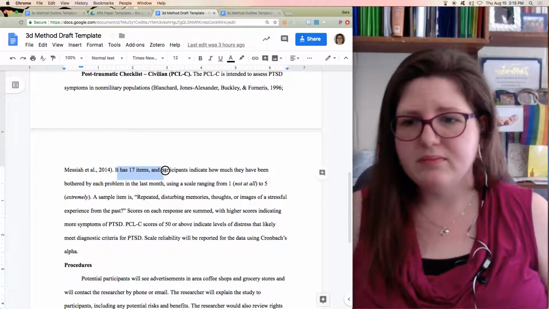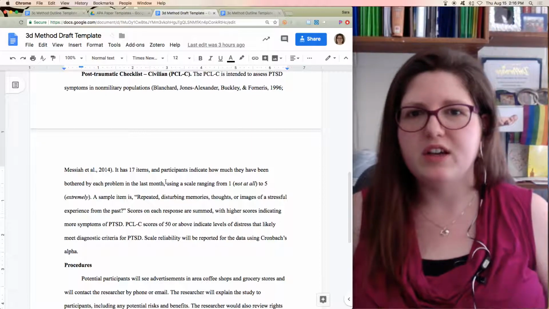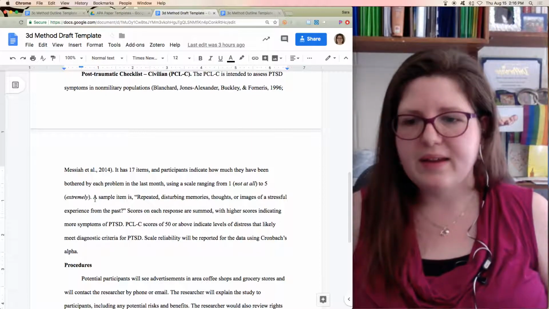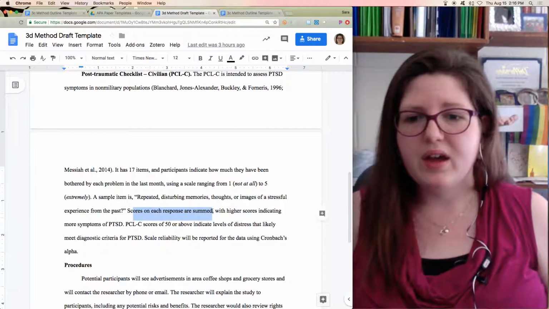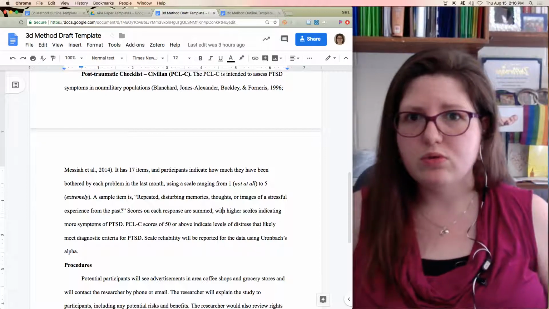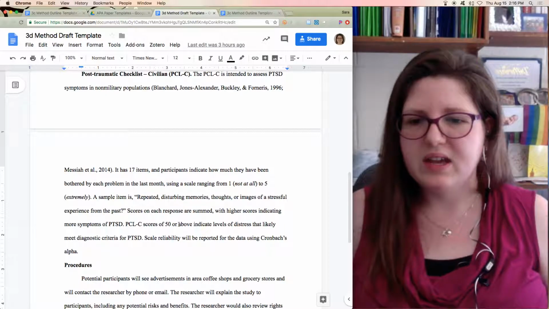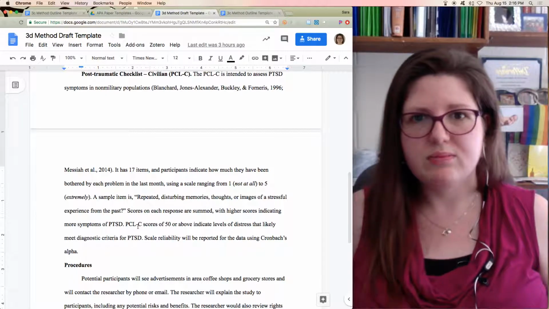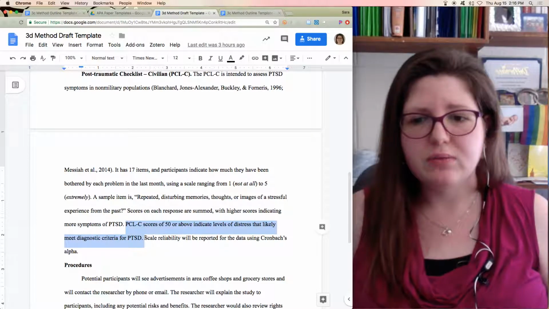So how many items, and how do people respond? What are people responding? A sample item, at least one sample item, telling me how scores are handled. So do they get averaged? Do they get added up or summed? And what do high scores mean, or low scores mean? So in this case, higher scores indicate more symptoms of PTSD. If there is a cutoff in particular, you want to mention what that is.